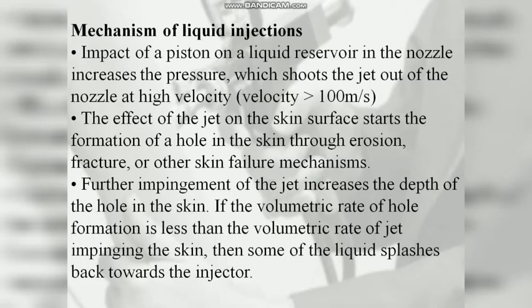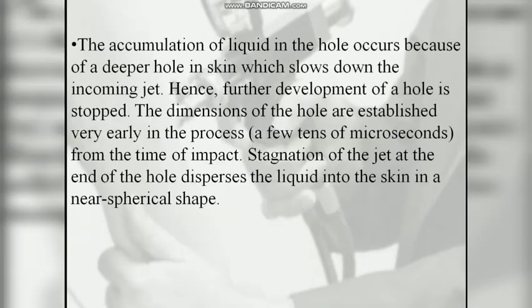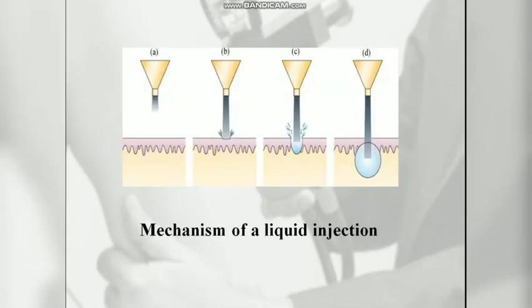Further impingement of the jet increases the depth of the hole in the skin. The accumulation of liquid in the hole occurs because of the deeper hole in the skin, which slows down the incoming jet. Hence, further development of the hole is stopped. The dimensions of the hole are established very early in the process, from the time of impact. This is the diagram for the mechanism of a liquid injection.